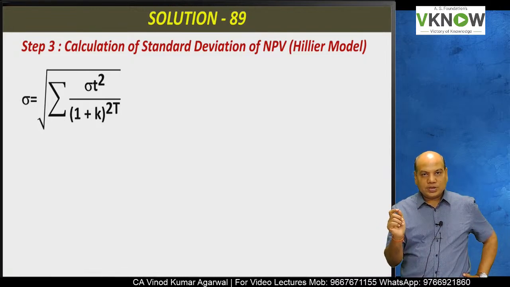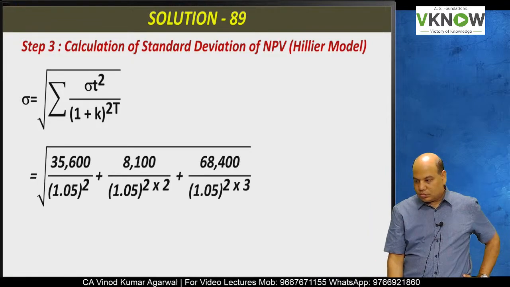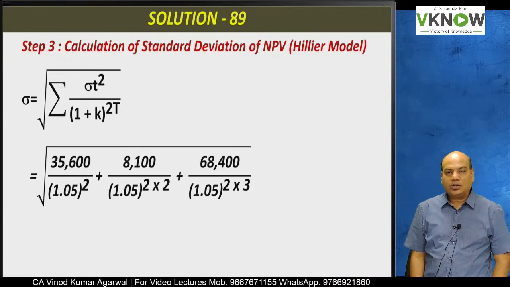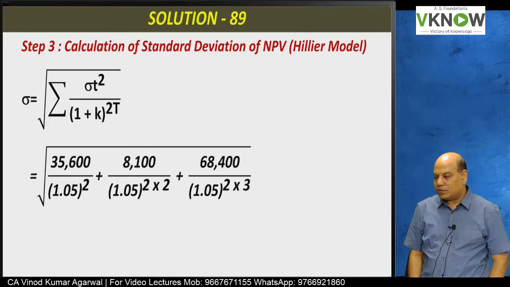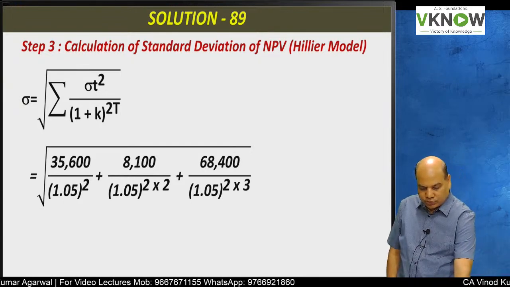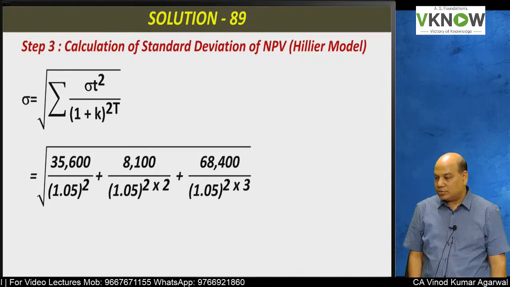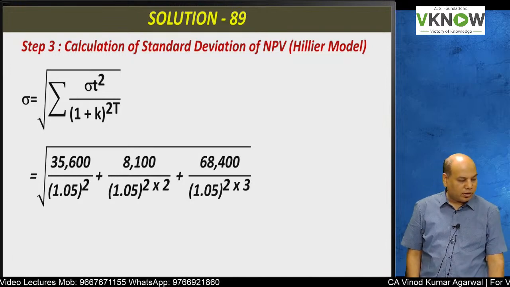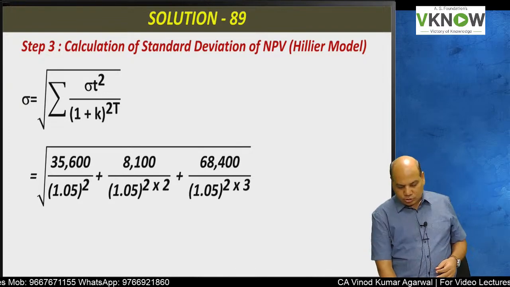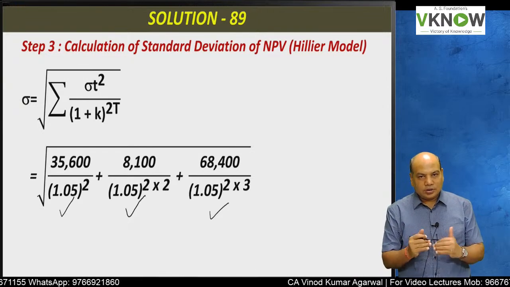I have already computed sigma t square for years 1, 2, 3. So solve under root: 35,600 upon 1.05 square, plus 8,100 upon 1.05 to the power 2 into 2, plus 68,400 upon 1.05 to the power 2 into 3. You have to compute each of them first. Take total, take square root.